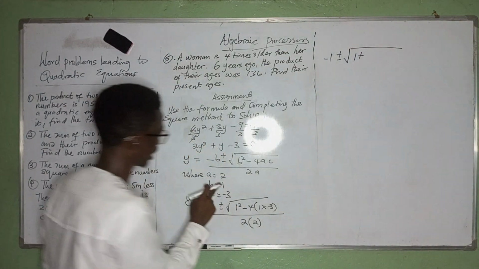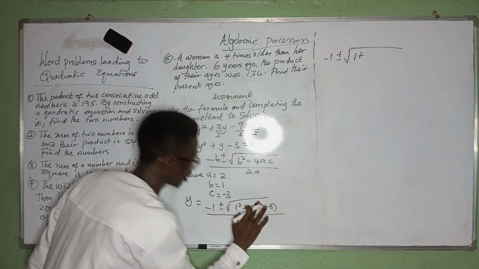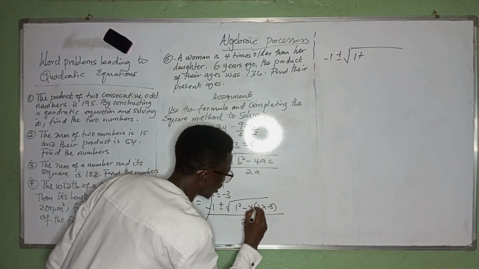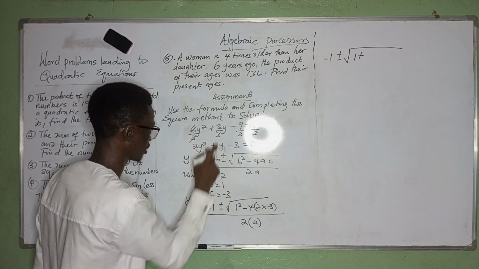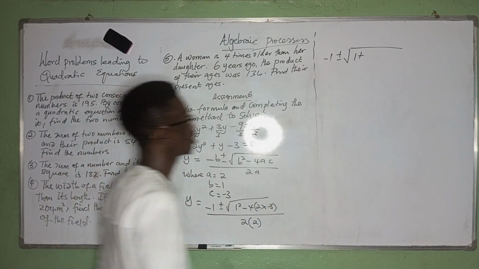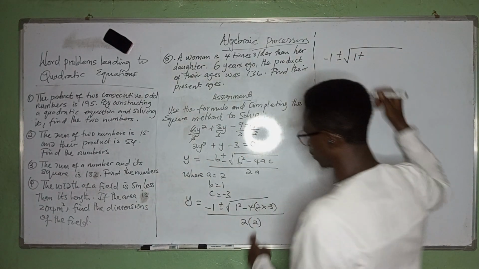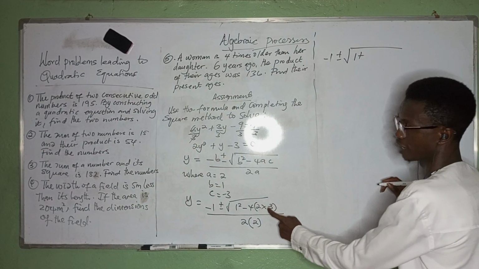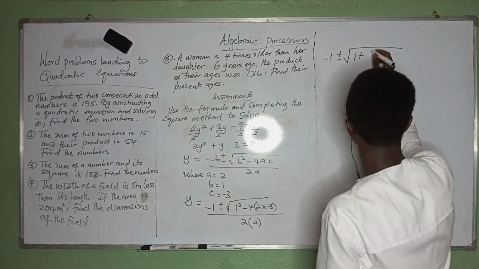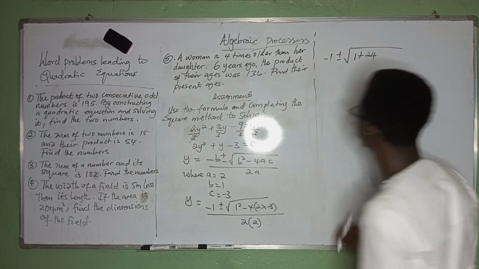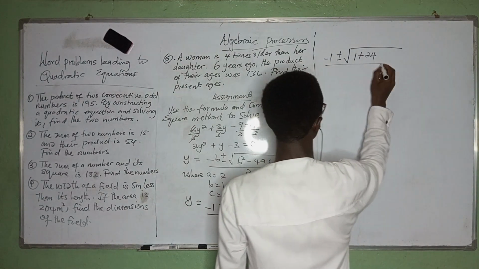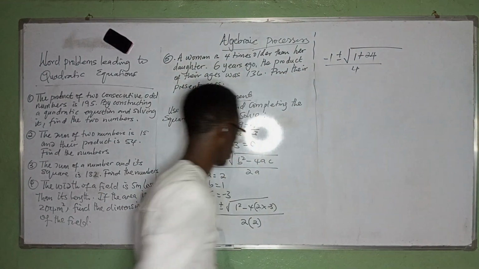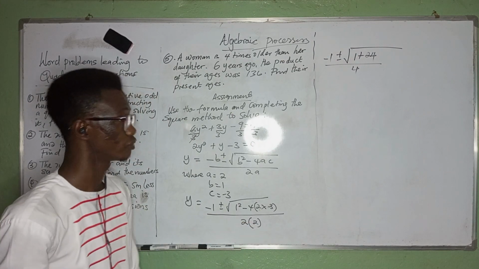So 4ac, rather, a is 2. See? So this is 2. You have to take your time, of course, a, b, and c. So if you multiply 2 times minus 3, it gives you minus 6. Minus 6 multiplied by minus 4 will give you plus 24. Everything here is divided by 4 as well, because 2 times 2 is 4.